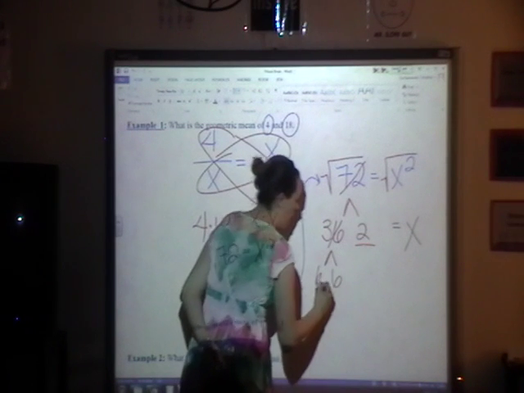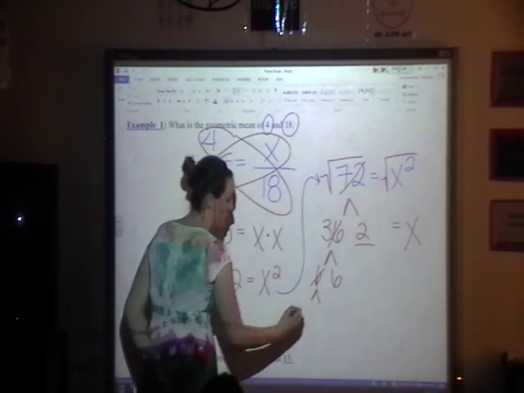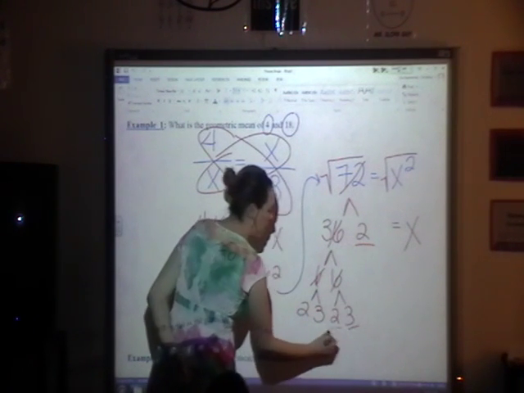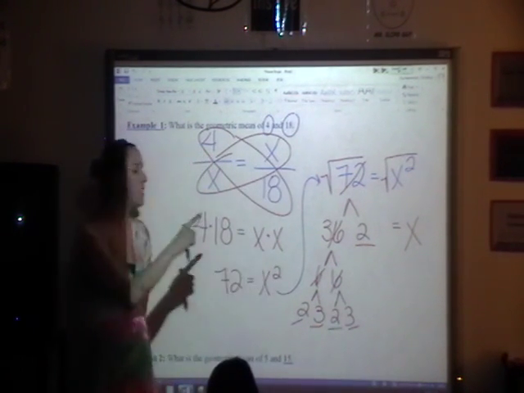2 is a prime. How do I break down 36? Thank you. How can I break down 6? 2 and 3. And I can break down the other 6 into 2 and 3. So here are all my primes. I have 2, 3, 2, 3, 2.